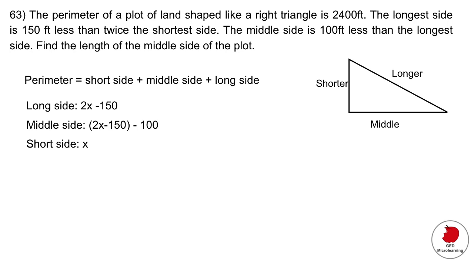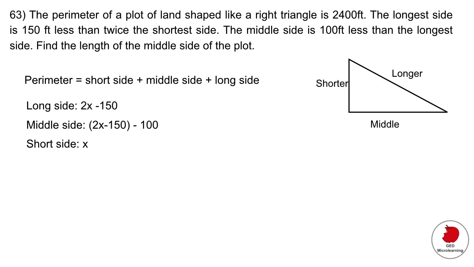And then they tell us that the longest side is twice the shortest side. Okay, so that would be 2 times x, because we said x was the short side. And then minus 150. Okay, so that's the long side. And then the middle side is 100 feet less than the longest side. Okay, so the longest side in parentheses minus 100 feet.